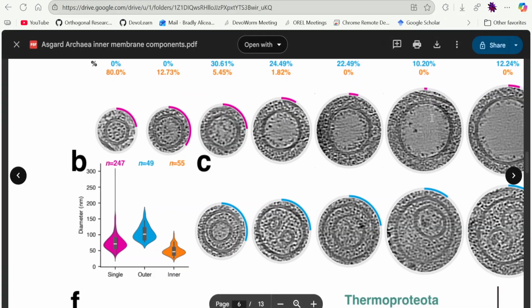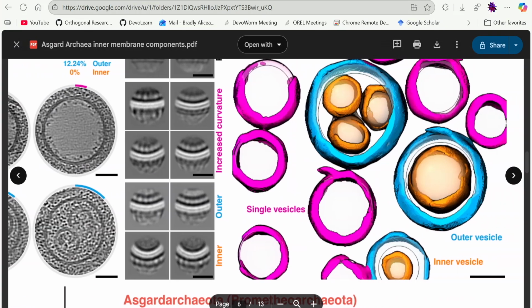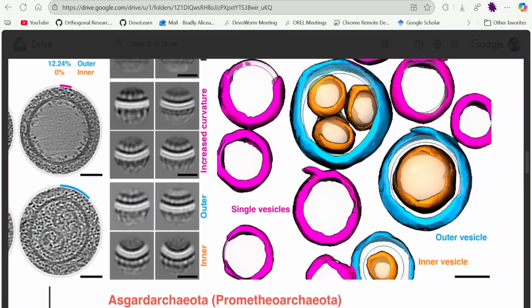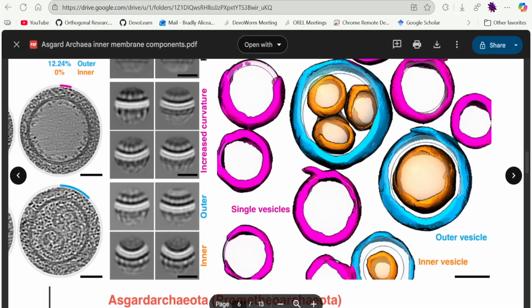Basically, the single vesicle will look like this, just with the ring, and then the compound vesicles, I guess you can call them, are less common, but they have this kind of structure inside.